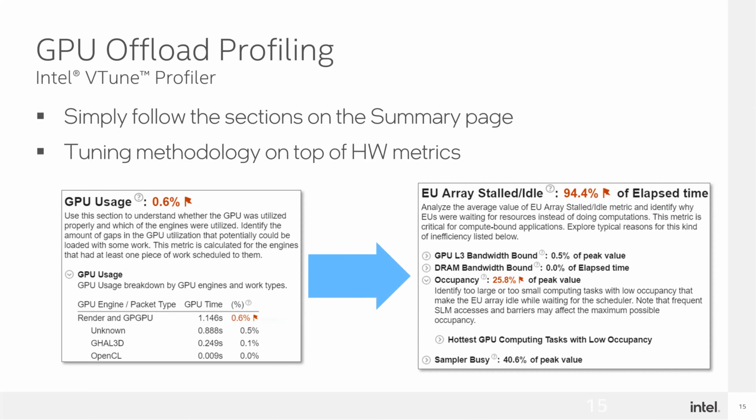So you always start with a summary page, and from the summary page you can go to other stuff. So you see the execution unit array stalled idle. We have here 94% of the elapsed time is idle, so it's colored in red.